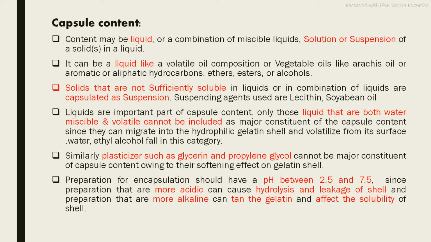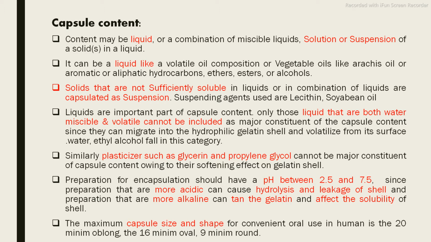Next one is the pH. pH of the encapsulated material must be around 2.5 to 7.5, because if the pH is more acidic, it may cause hydrolysis and leakage of the shell. And if the preparation is more alkaline in nature, then it may cause tanning of your gelatin shell and affect the solubility of your shell. So that's why the pH of your encapsulation must be around 2.5 to 7.5. If it is more acidic, near about 1 to 2, then it may cause hydrolysis and leakage of the shell. And if it is more alkaline, it may cause tanning of your gelatin shell, and it may affect the solubility of the shell.